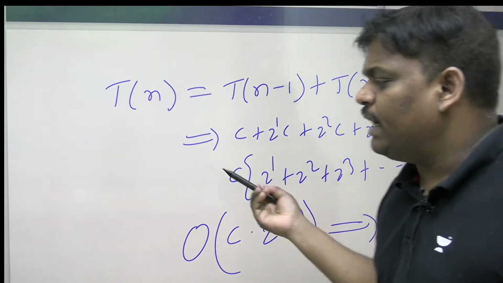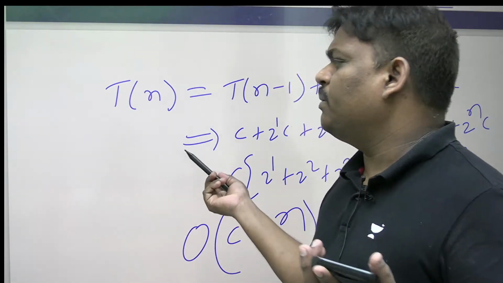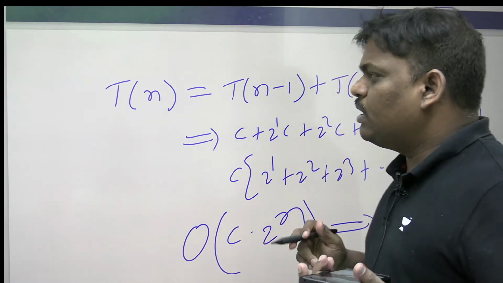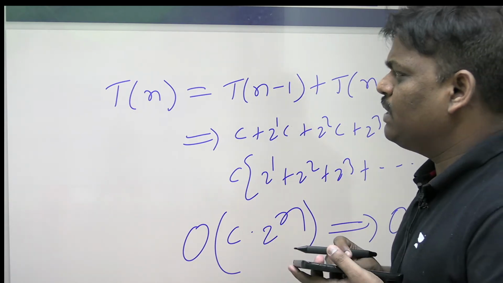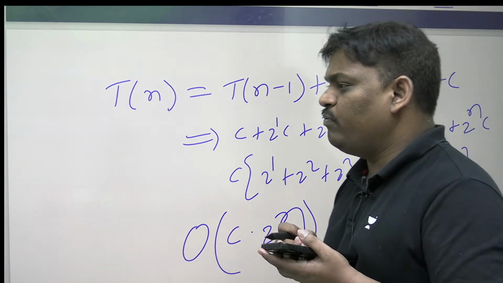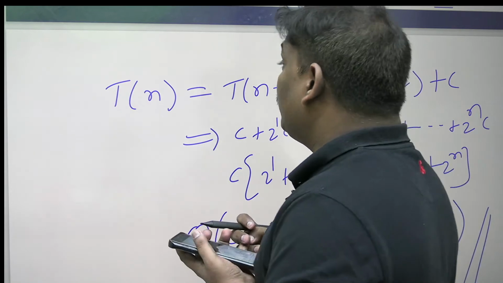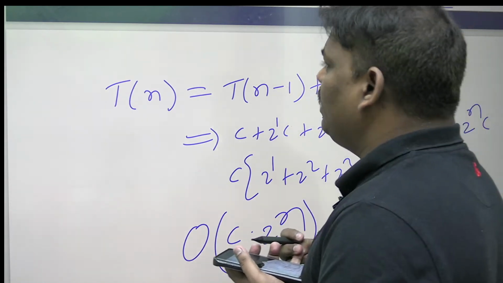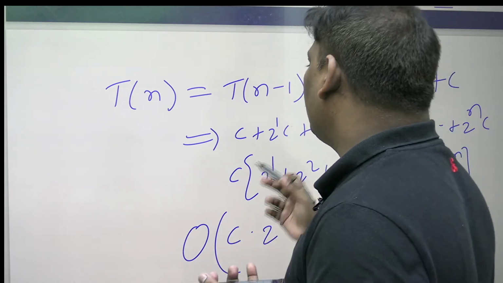Maybe some people are not getting whatever I am saying, because so many basics are needed for this. A recursive program: how do we find its time complexity? If you want to calculate the time complexity of a recursive program, you should write the recurrence relation for it, and for that you have to solve it.